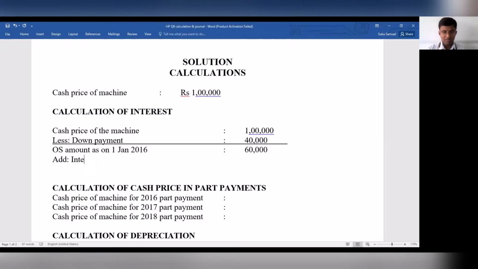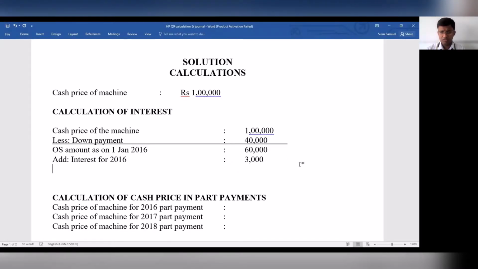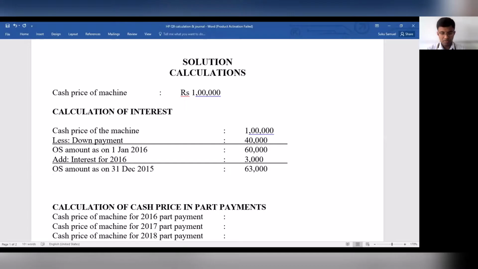To this, we will have to add the interest for 2016. Remember, interest is calculated on the outstanding amount. The outstanding amount is 60,000, and interest is calculated at 5% on this. So 5% on this works out to be 3,000. Now the outstanding amount as on 31st December 2016 works out to be 63,000.